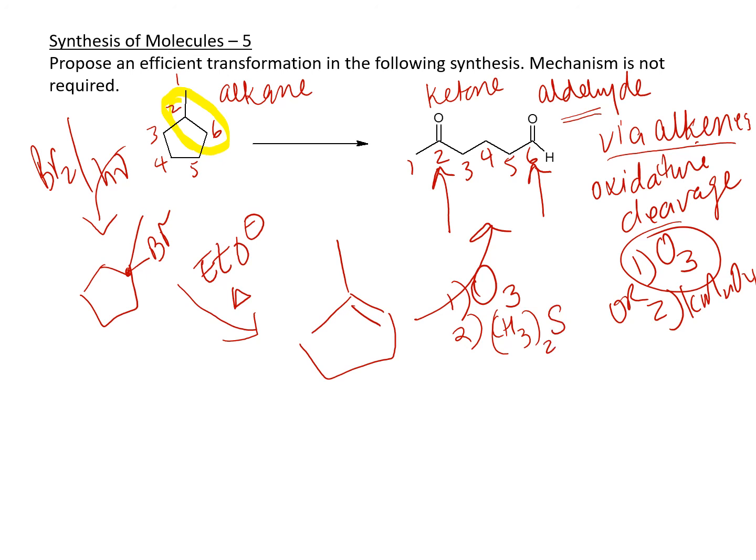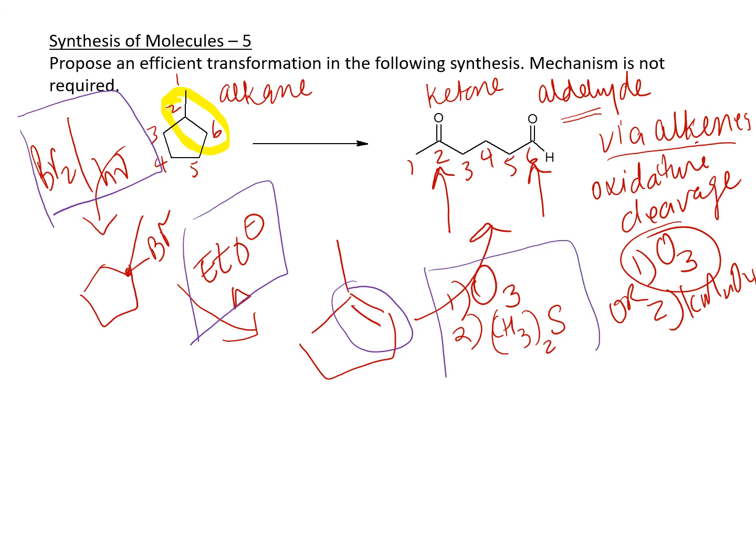Okay, so again, here are your reagents. With an alkane, you're going to do free radical mechanism in order to get the leaving group on there. Then you're going to eliminate the leaving group in order to get the alkene. And once you have the alkene on there, then you will go ahead and do ozonolysis in order to get the product. Okay, so a little bit of thinking involved here, but eventually we got there.